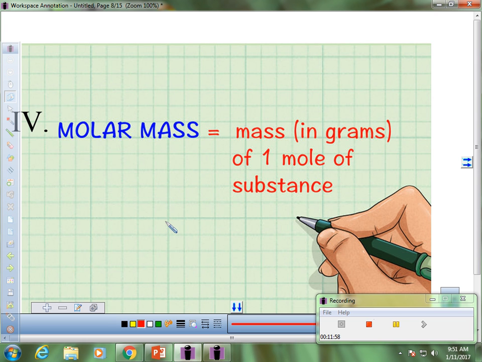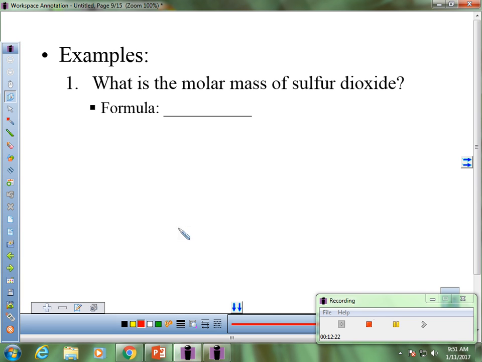Because nothing is going to weigh Avogadro's constant, because nothing weighs 6.02 times 10 to the 23rd grams. That's just too big of a number. So when we talk about molar mass, it's actually going to be a mass from the periodic table. So we're going to figure out how to do molar mass, and then we're going to work with it.